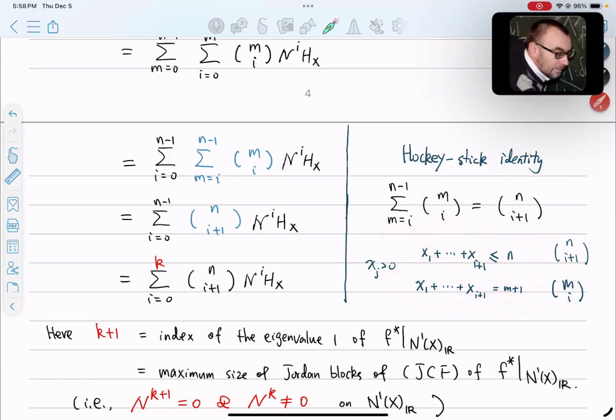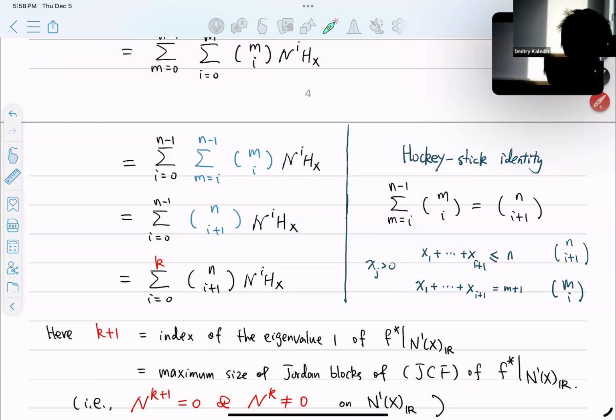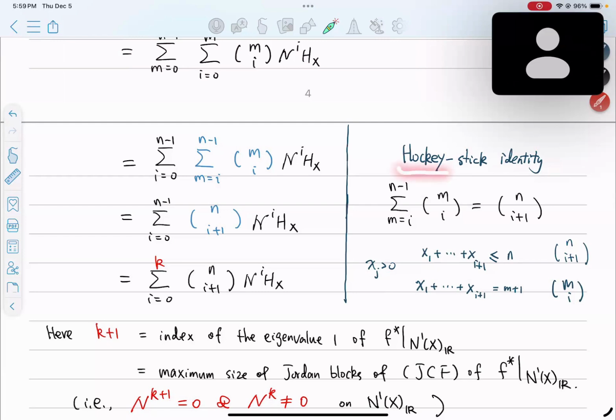Okay, so using this identity, I'm sorry? Why is it called hockey stick? I don't know, sorry. Yeah, it's an interesting name. I don't know why they gave it this name.